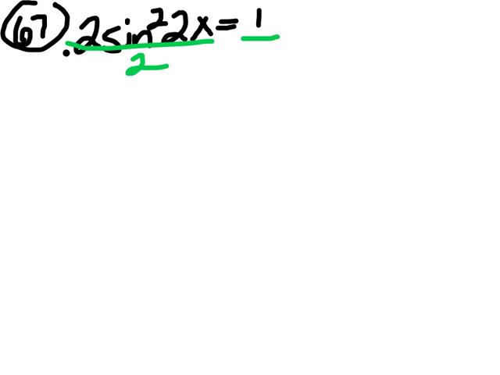2 sine squared 2x is equal to 1. And if you remember what we've got to do, we're going to try to get the trig function by itself. So let me divide both sides by 2. I see a square here, so I'm thinking I've got to be careful. I've got sine squared 2x is equal to a half.